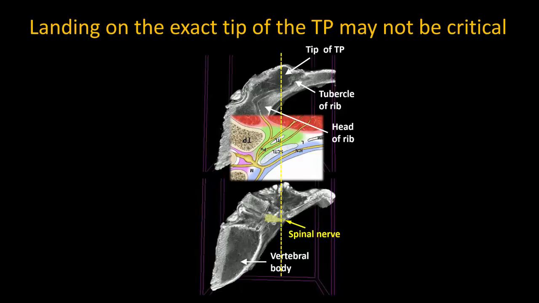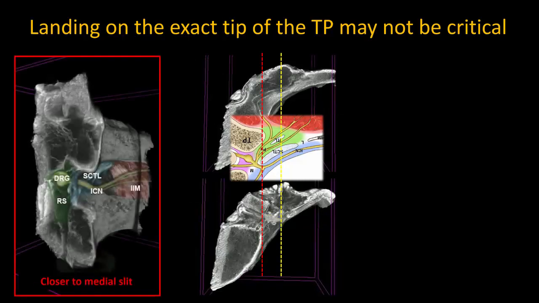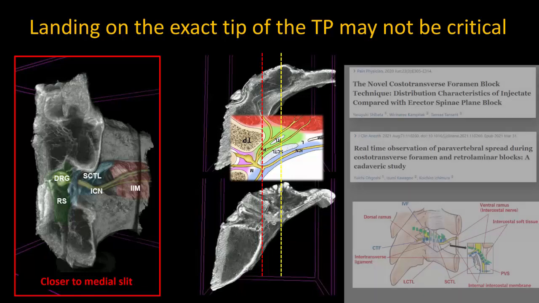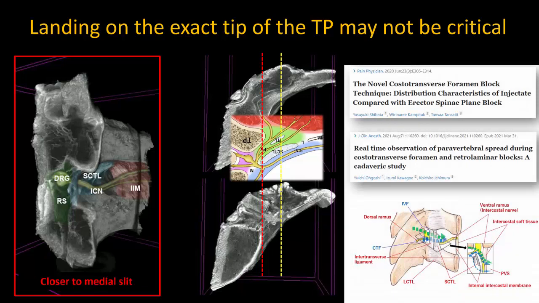And you can see that what is labeled as the TP, or transverse process, in Cho's illustration is actually the base of the transverse process close to where it arises from the lamina. Injecting here takes you closer to the medial slit than injecting on the tip of the transverse process itself. And in fact, a more medial injection at the base of the transverse process has been advocated by Shibata and Ogoshi in what they have called a costotransverse foramen block.